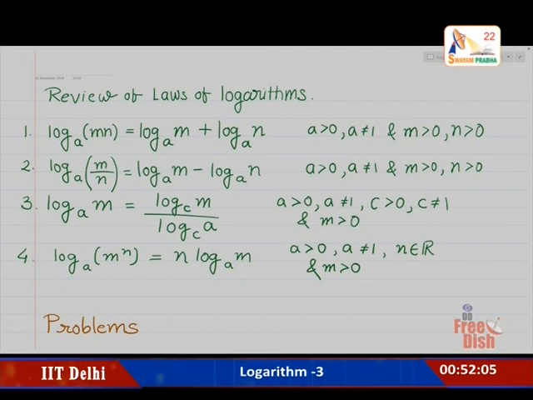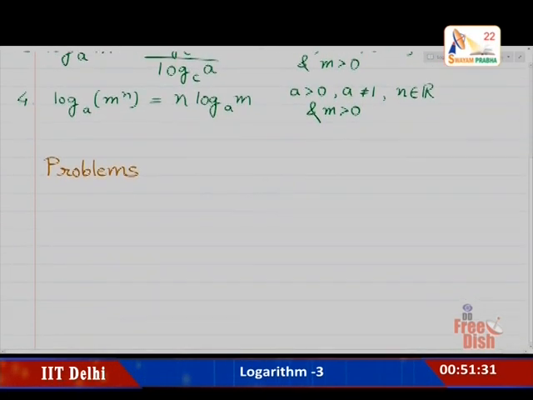And the last law is power law, which is log to the base a of m to the power n, where n can be any number. It can be negative also. It does not really satisfy the condition n greater than 0. It can be negative also, and therefore log to the base a of m raised to n is equal to n times log to the base a of m. This is called power law or index law, whatever you want to call. These were the 4 laws that we studied and derived in yesterday's class. Now we will solve some simple problems based on this.